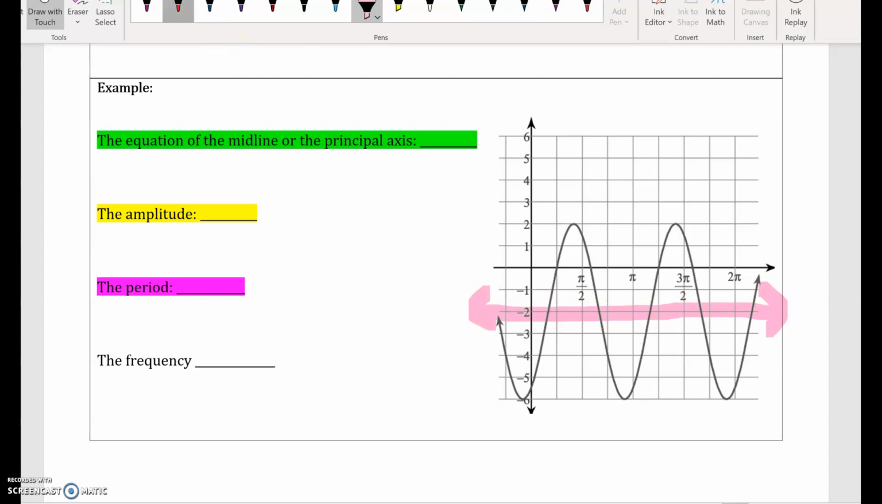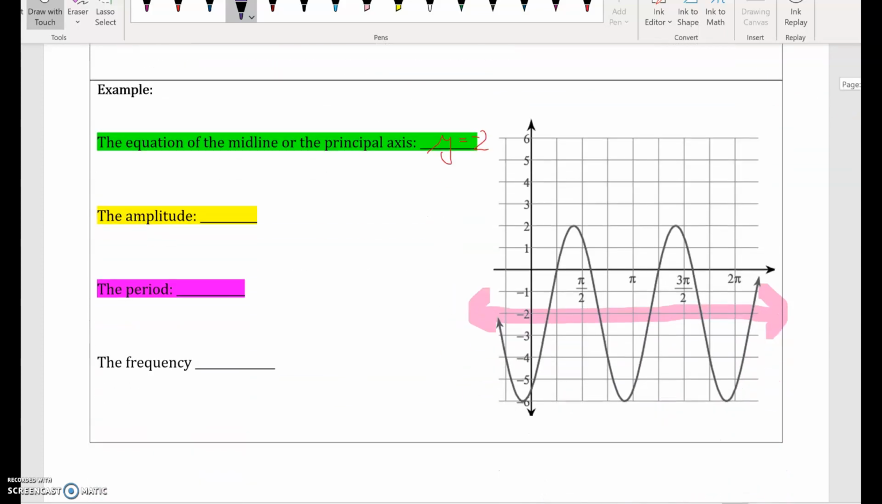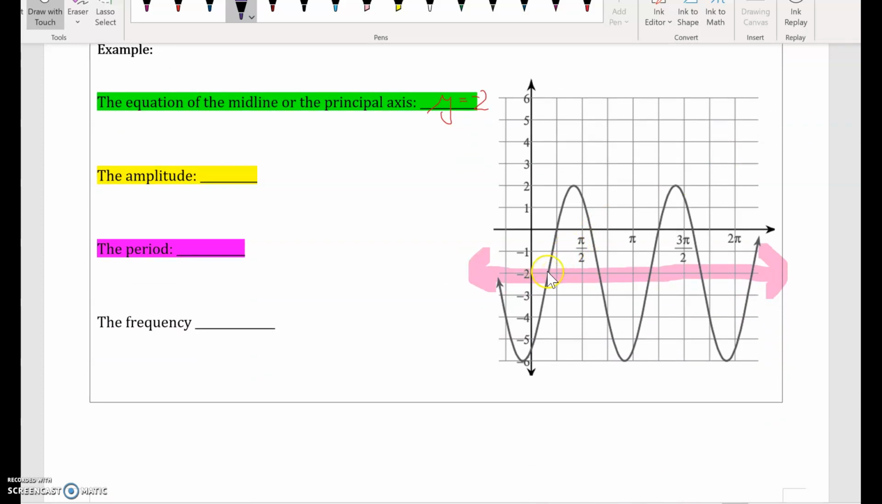Now, what is the equation of the midline? Well, it's the horizontal line that goes through -2, so it's going to be y equals -2. Okay, so there we go. We have the midline. Now, what about the amplitude? If we go back to our definition, the amplitude is the distance of the sinusoidal model that rises and falls from the midline. So what is the distance from the midline to the max? It would be 4.